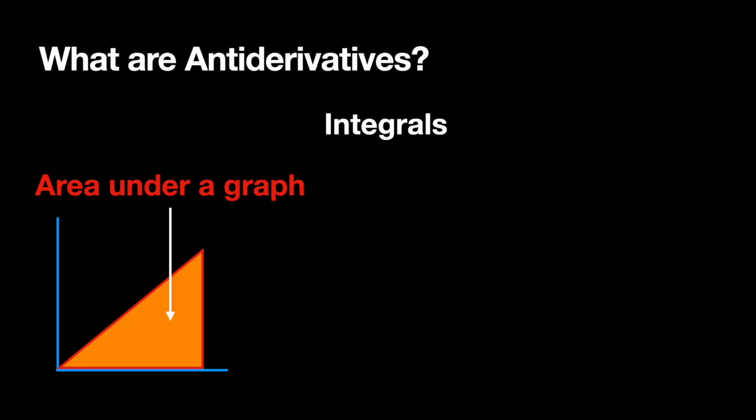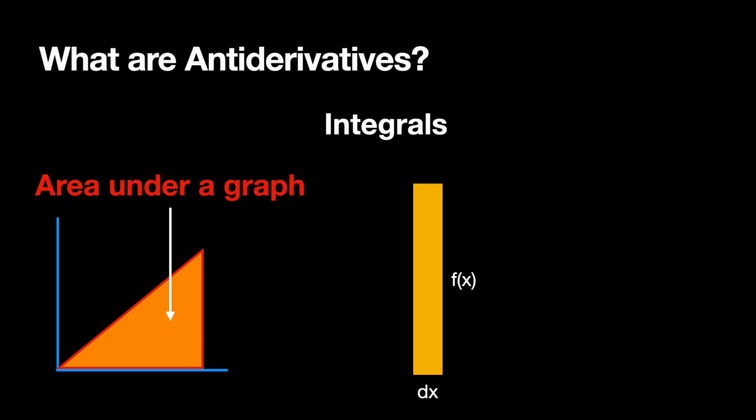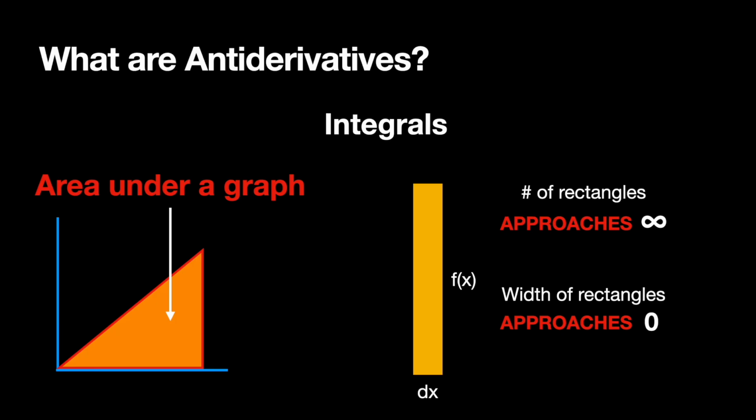Antiderivatives, also called integrals, calculate the area under the graph, between it and the x-axis, and this is done by using the sum of the areas of rectangles of width dx and height f of x. Now, to get an exact measurement of the area under the graph, the number of rectangles used needs to approach infinity and the width of those rectangles needs to approach 0.